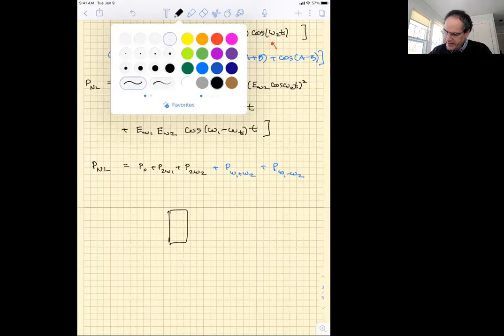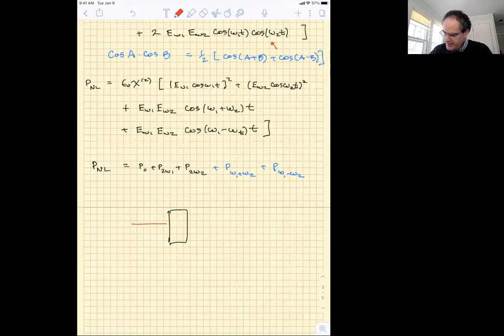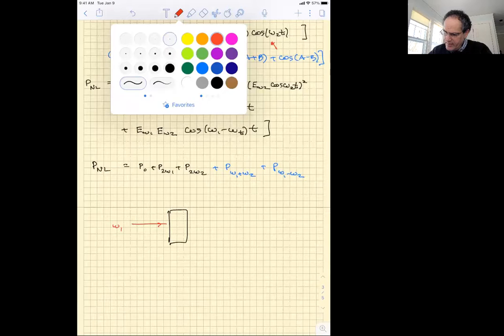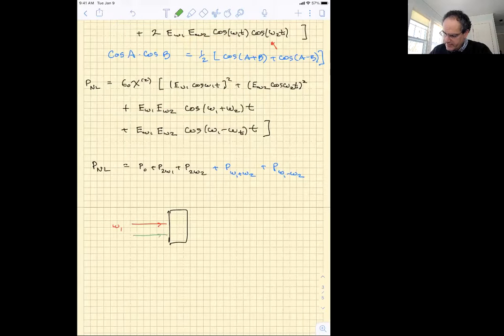Imagine our crystal here. We have our two beams at omega 1 and omega 2. And at the output, we're going to get terms at omega 1 plus omega 2 and at omega 1 minus omega 2, as well as all the other terms, which I'm ignoring.